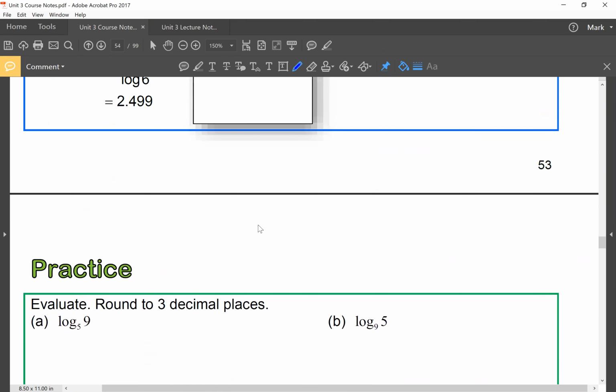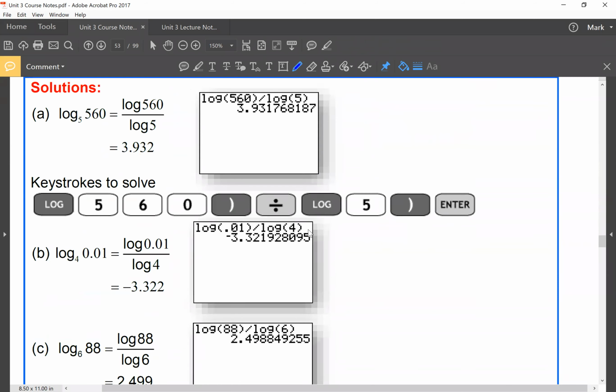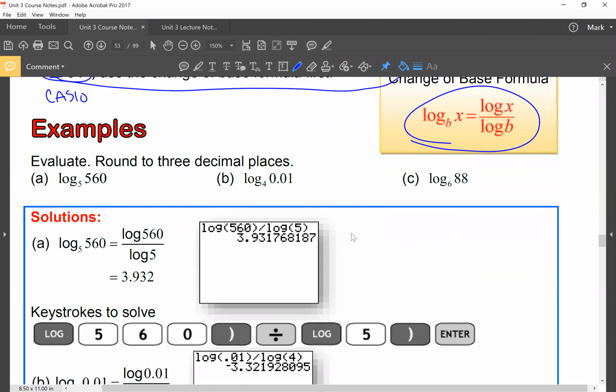If you look at these examples, if you don't have a Casio, in order to solve something like A, you would have to take the log of 560 and divide it by the log of 5. Or on the Casio, you could use your log button, and the log button looks like this.